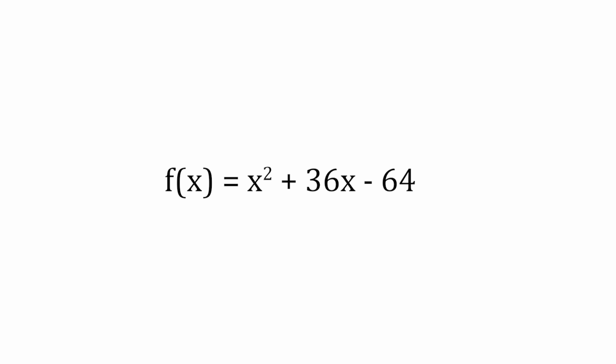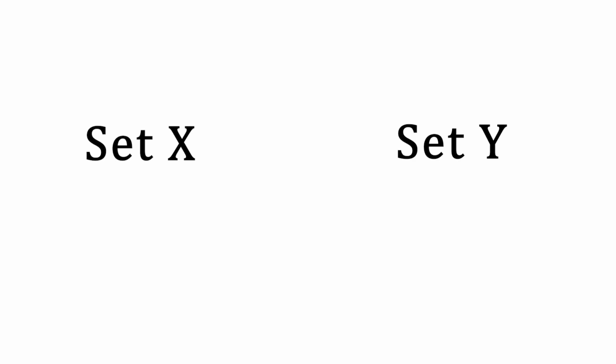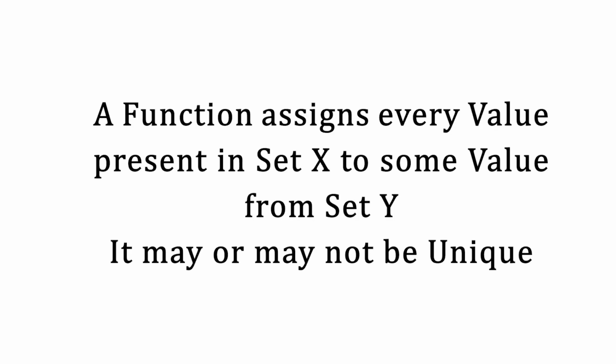And remember, last time around we were also in need of something similar to this, a way to constrain the degree of freedom for a point. But first of all, let us define a function in a more formal way. Suppose you have a set x and set y. A function assigns every value present in set x to some value from set y. It may or may not be unique.